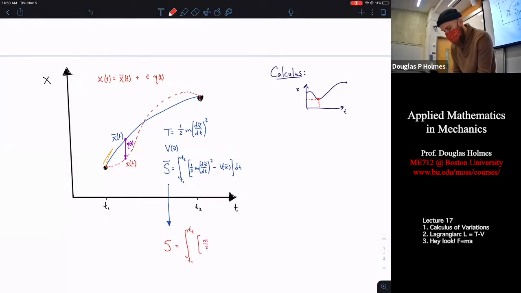I'm still integrating mass over 2. But now, this quantity here, which was dx bar by dt squared, becomes dx bar by dt plus epsilon, which is a scalar, times d eta by dt. And now that whole thing is squared. And now I'm going to take away my potential energy, which I didn't really tell you anything about, but we'll leave that potential energy as just x bar plus epsilon eta. And we're integrating over t.